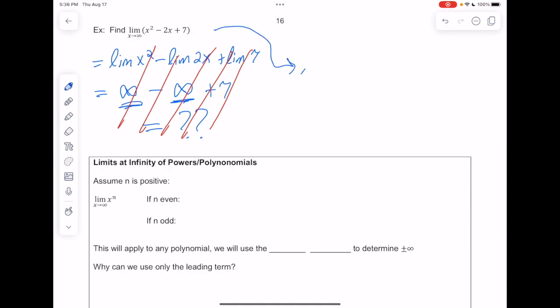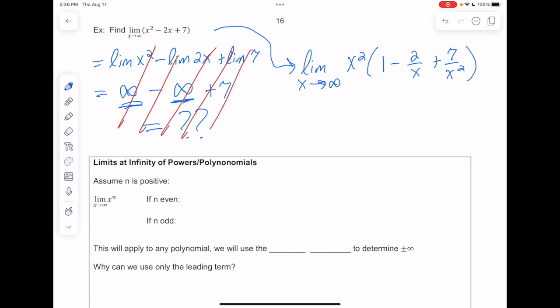I'm going to take still the limit as x approaches infinity. But what I'm going to do is factor out x to the biggest power. So we had x squared, x to the first, and then a constant. So the biggest power I had was x squared. I'm going to factor that out. That leaves 1 minus 2 over x plus 7 over x squared.